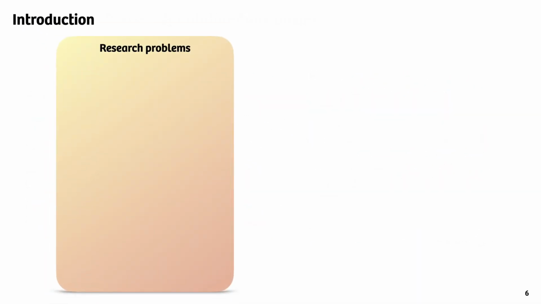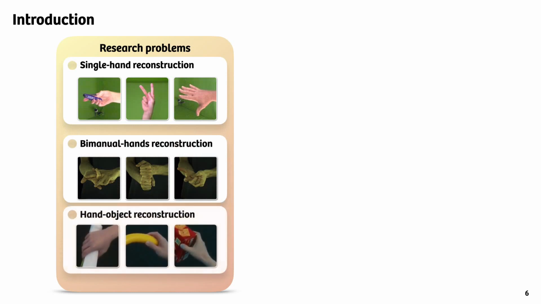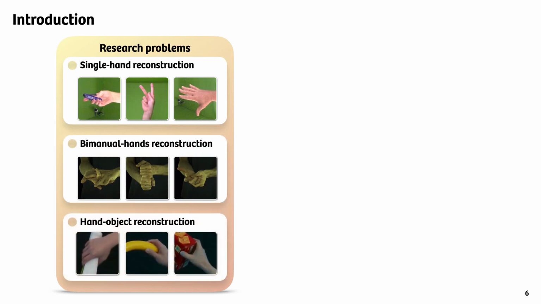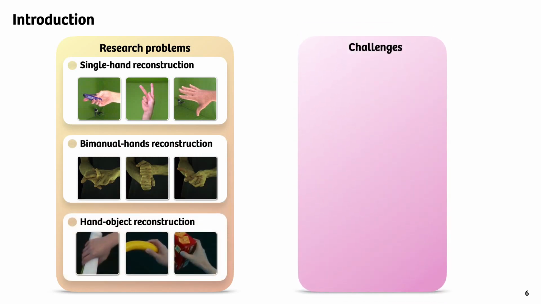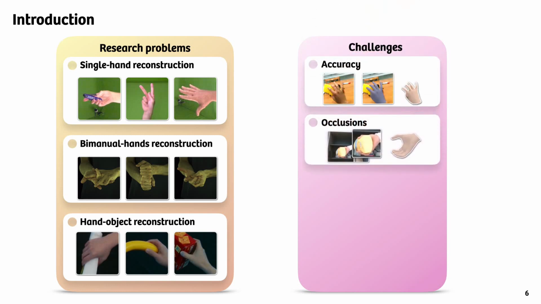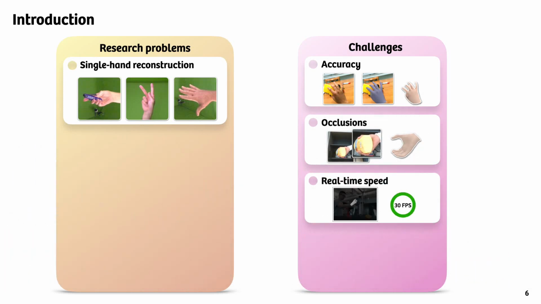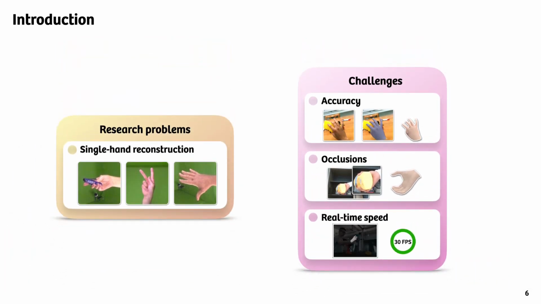Existing research mainly focuses on three parts: single hand reconstruction, bimanual hands reconstruction, and hand object reconstruction. Depending on different scenarios, there are several different challenges, such as the reconstruction accuracy, the occlusion problem, the real-time inference speed, and the motion blur issue. In this paper, we mainly focus on the single hand reconstruction task and these three challenges.